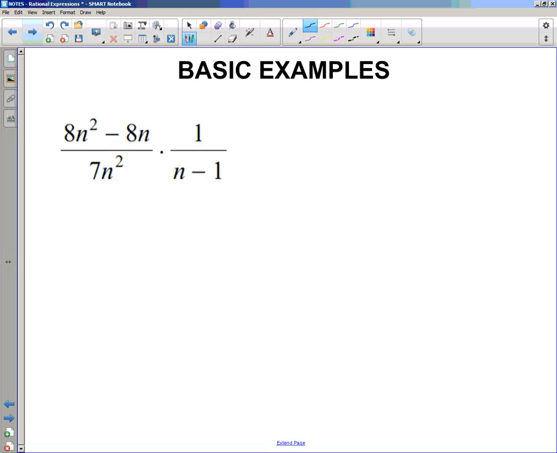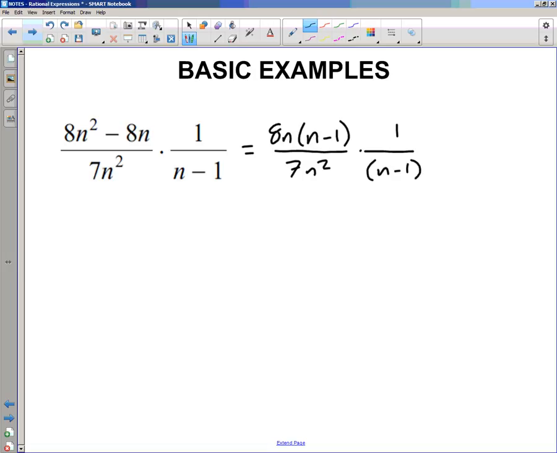Next up, we are multiplying 2 fractions. So we need to start by factoring the numerator and denominator of each fraction. So the only thing that really factors here is the numerator of that first fraction. We can pull an 8n out of this. It's going to leave behind an n minus 1. 7n squared is factored. 1 obviously is factored. And this n minus 1 is also factored.